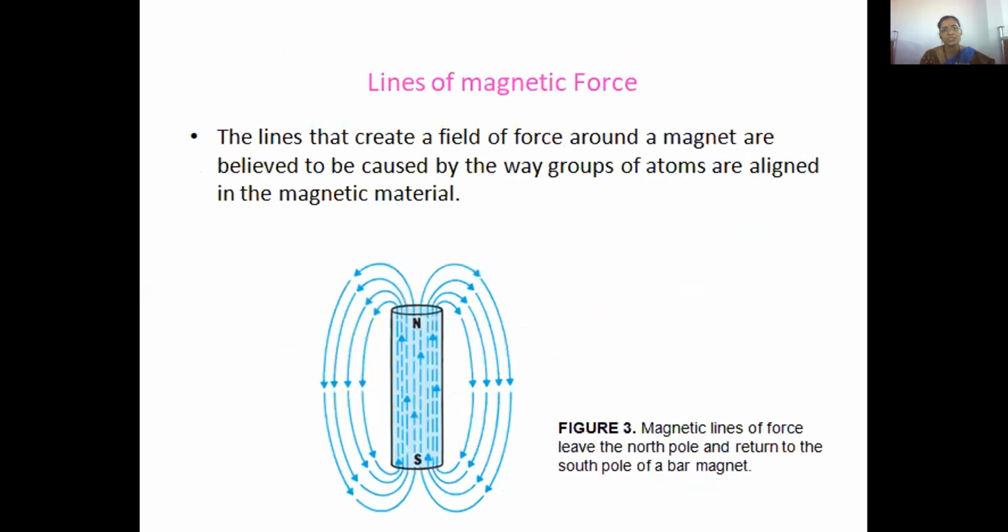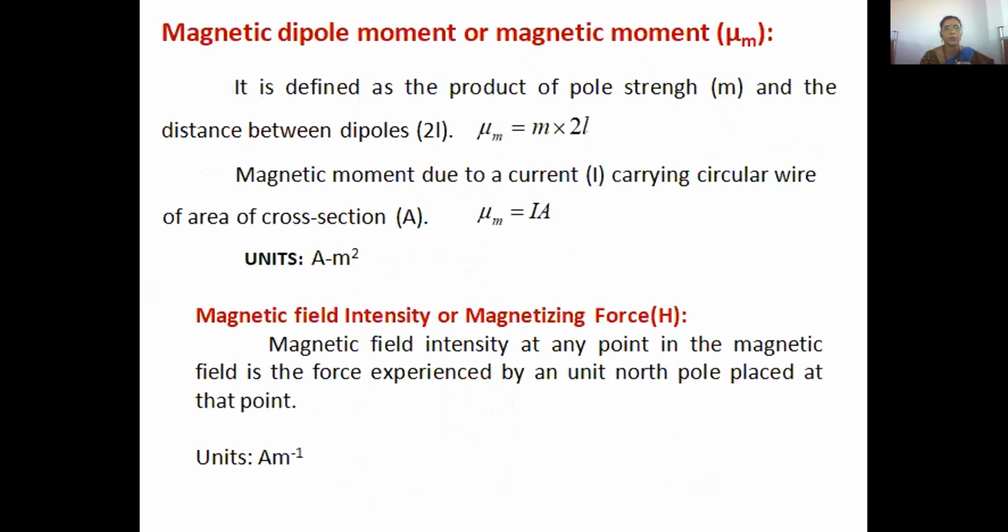Okay, what are the lines of magnetic force? These are the imaginary lines that create a field of force around a magnet, and are believed to be caused by the way groups of atoms are aligned in the magnetic materials. Magnetic lines of force leave from the North Pole and return to the South Pole of a bar magnet.